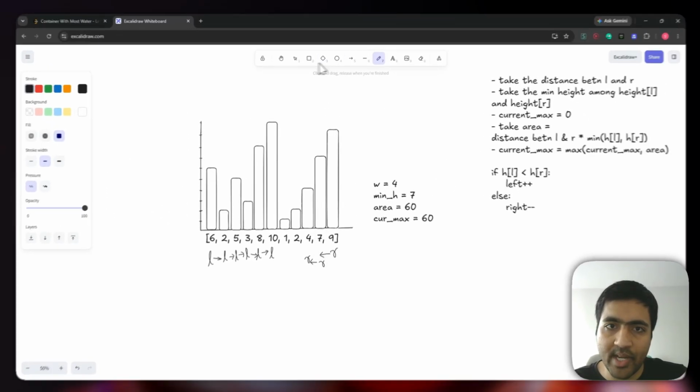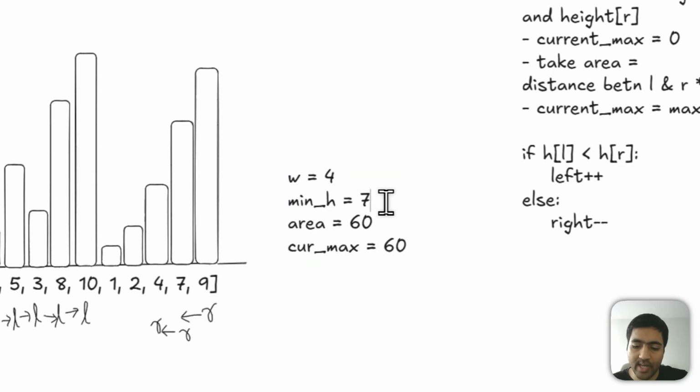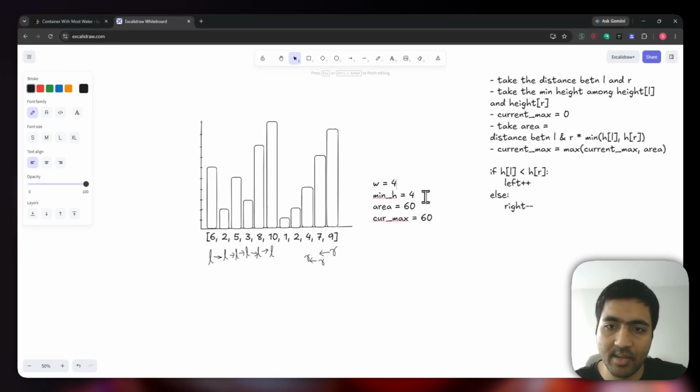So the min height is 4, and the width is 3. We are taking the distance between L and R, so it's 3. So the area again becomes 12, so it's lesser.